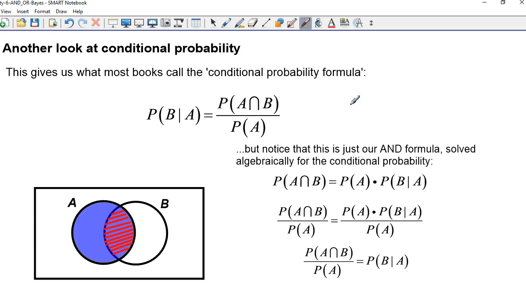Okay, but notice this is really just the AND formula, except solved algebraically, right? If I start with the AND formula, the probability of A and B, and we know that that's equal to the probability of A times the probability of B given A, which I think is much easier to remember because we can picture a part of a tree. Then if we just divided both sides by probability of A here, then we would get the probability of B given A is the probability of A and B divided by the probability of A, which is the conditional probability formula. So if you ever have a need to write out the conditional probability formula, I just remember the AND formula, and I can always produce the conditional probability formula by just dividing by the probability of A. Okay?